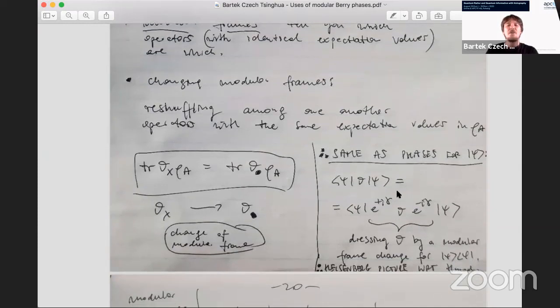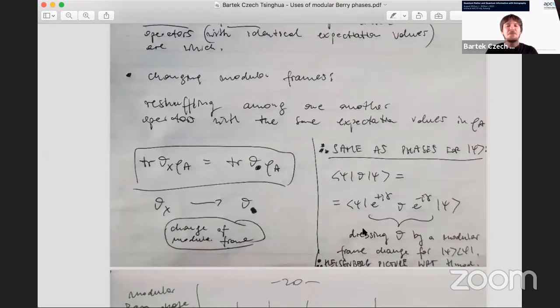So writing the equation this way should make it clear that changing modular frames is really like going to the Heisenberg picture with respect to H mod, because I am taking some finite exponential of H mod here and dressing the operator by e to the minus and e to the plus i times that H mod on the two sides.